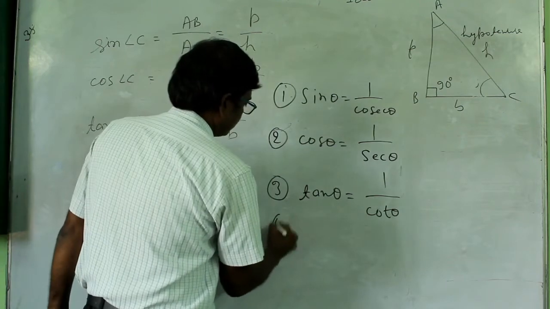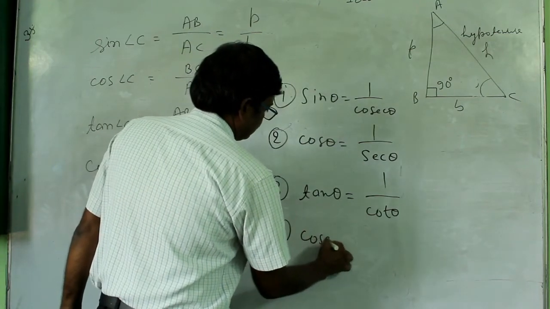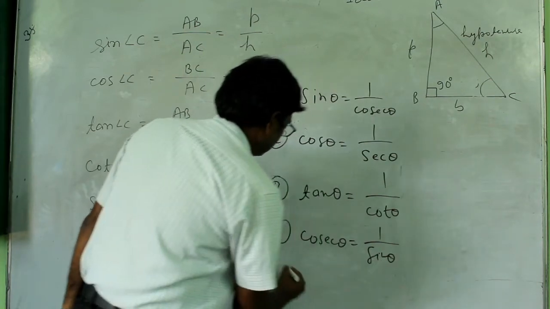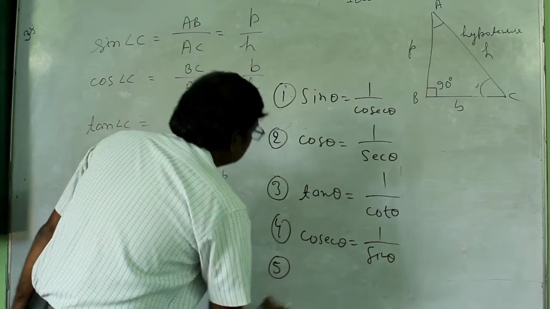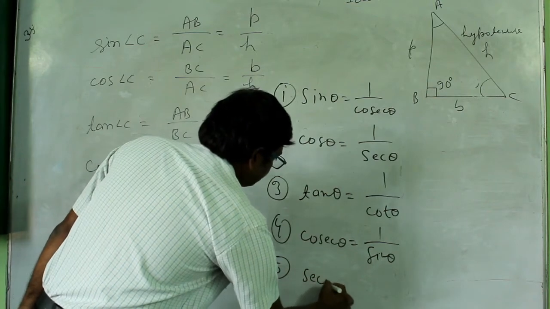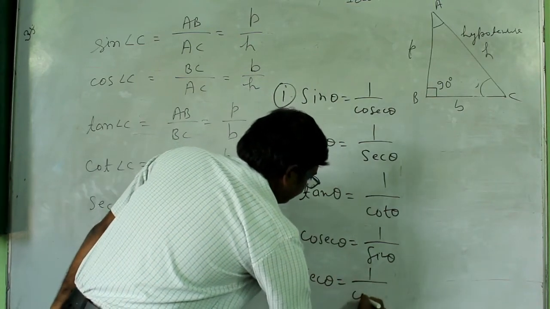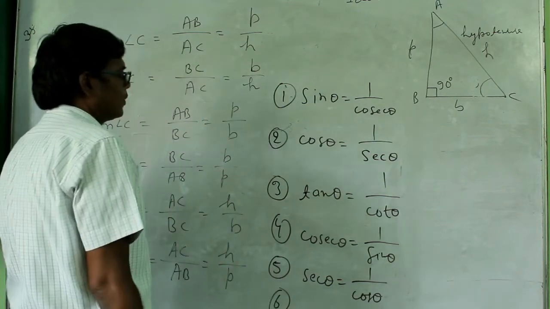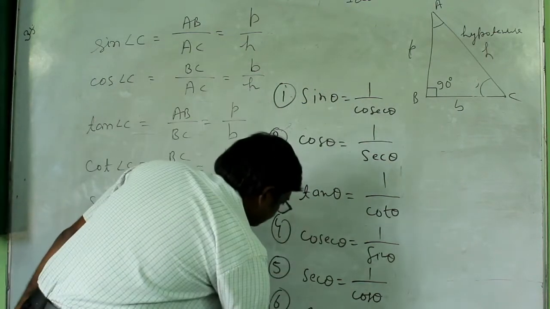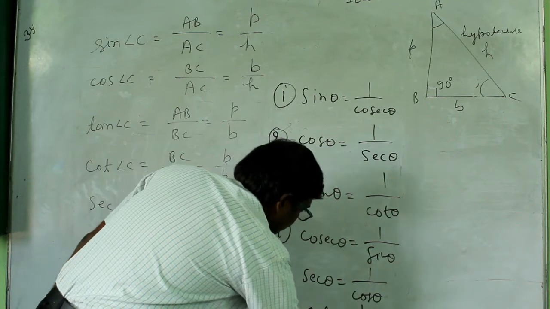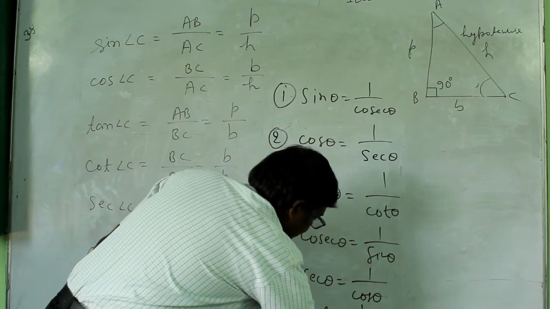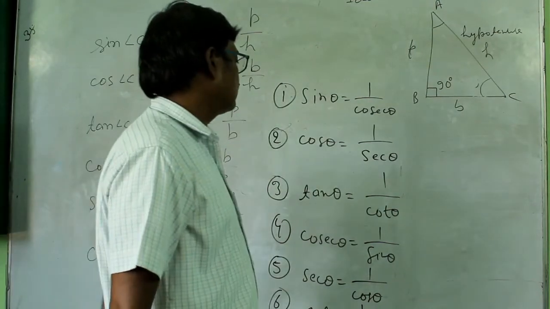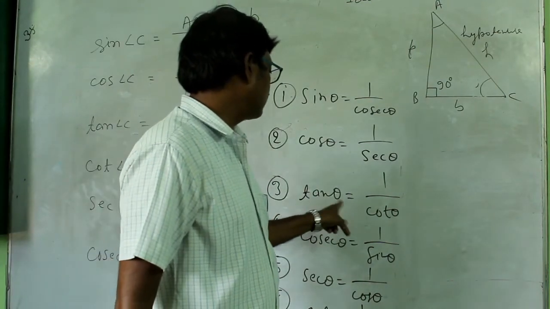Then you can write the fourth formula as cosec theta equal to 1 by sin theta. Then sec theta equal to 1 by cos theta, and number 6 is cot theta equal to 1 by tan theta. Okay, so you must remember these formulas, and there is also one more formula for tan theta.